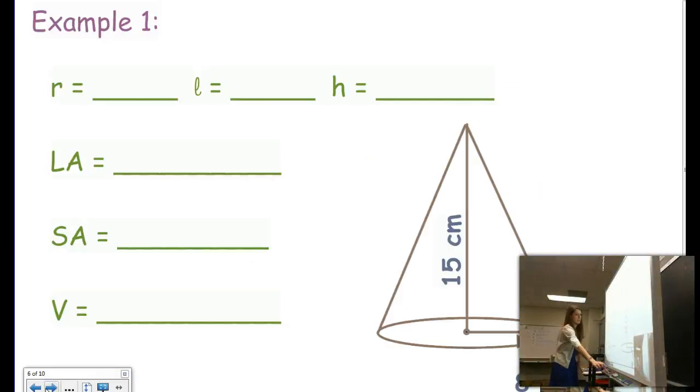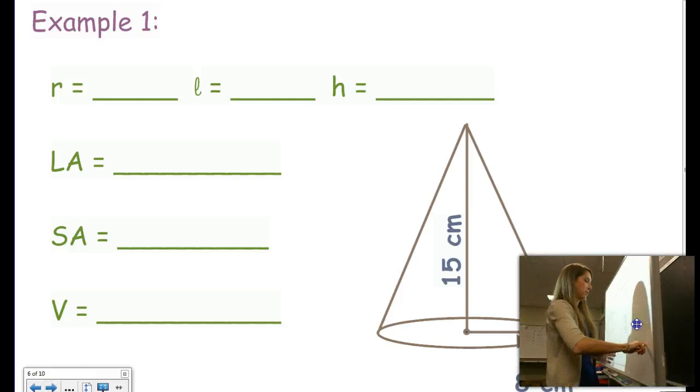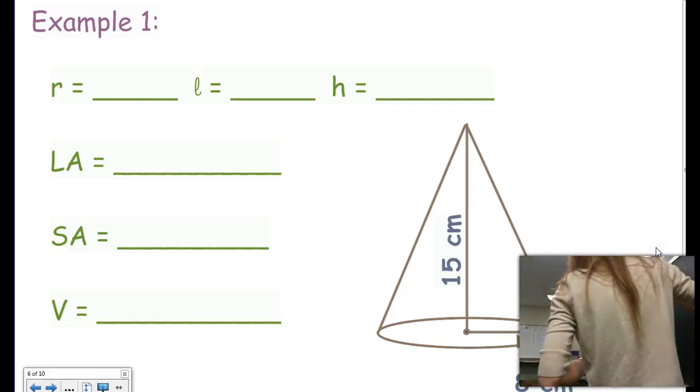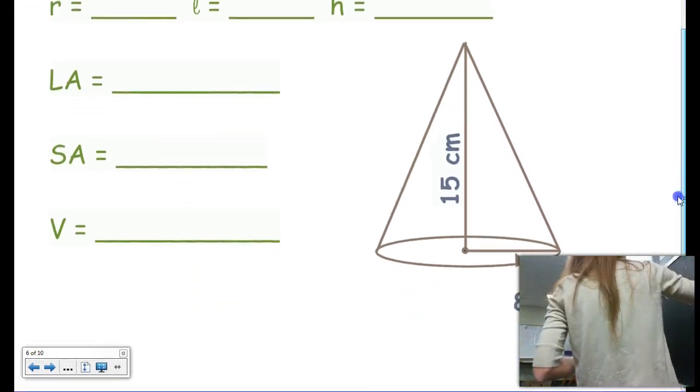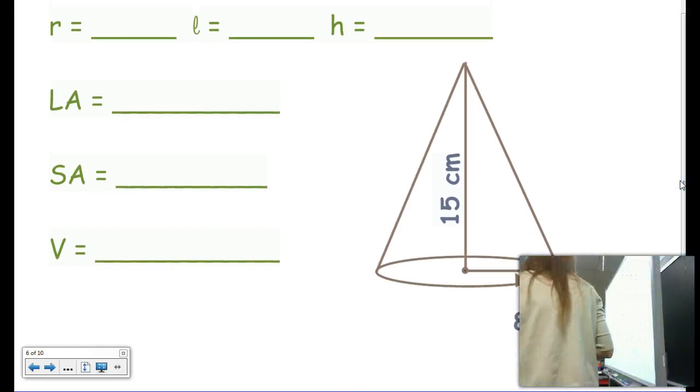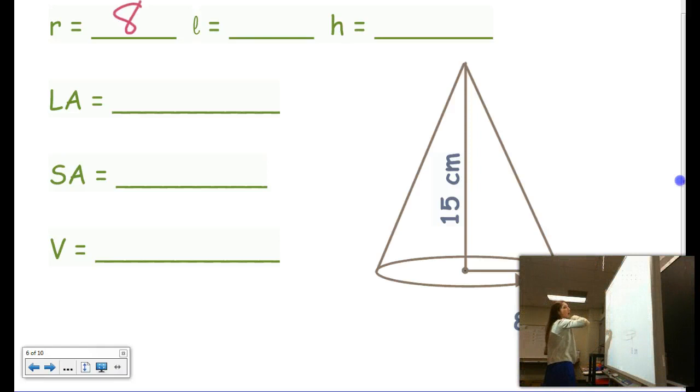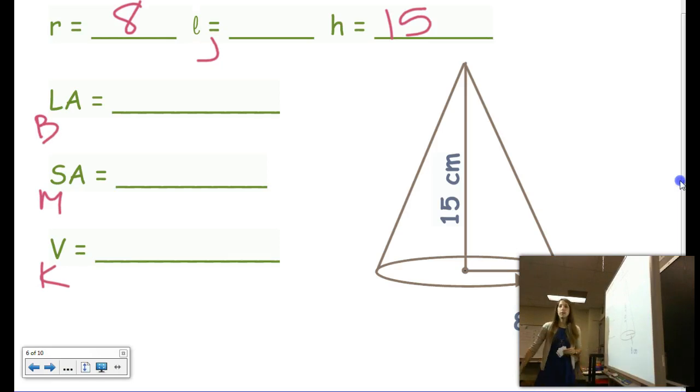Now we get to practice. Okay, go, get started. I might call your name. The r is given, so I'm not calling anyone for r. The h is given, so I'm not calling anyone for h. Yes, leave it in terms of pi. Slant height, Julius. Lateral area, Brett. Surface area, Melanie. Volume, Kendall. Whenever you're ready.